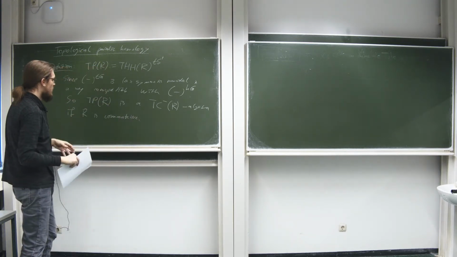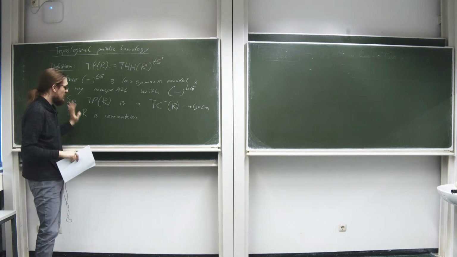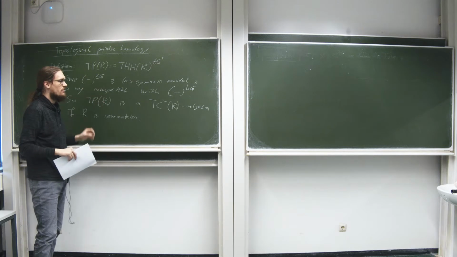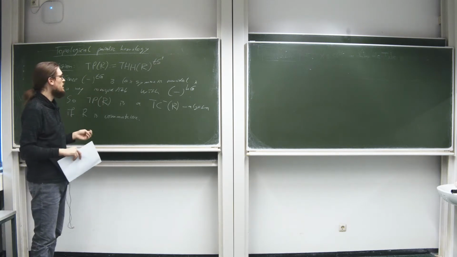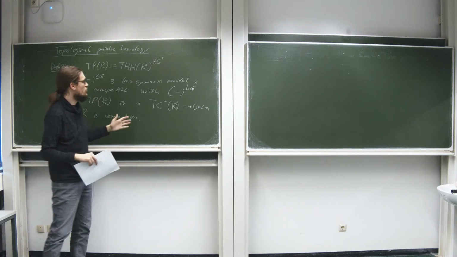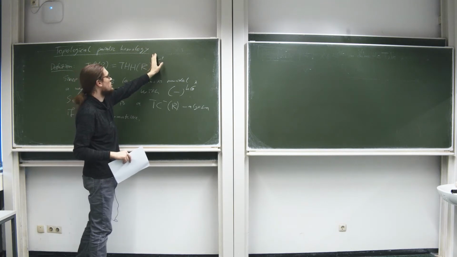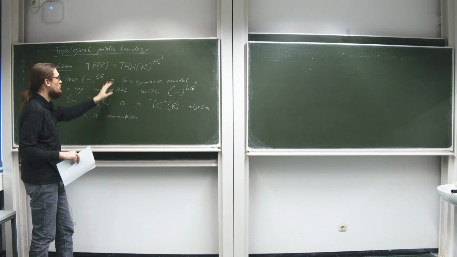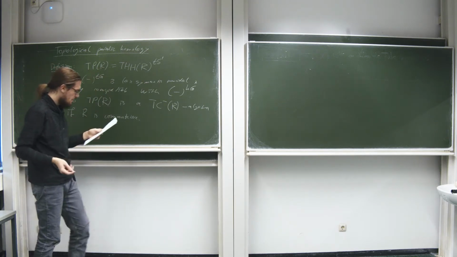And you can still say things such as if R is just E_n, then these will be E_{n-1} algebras, just due to the fact that THH is then an E_{n-1} algebra. But in general, for associative algebras, all these things are just spectra.